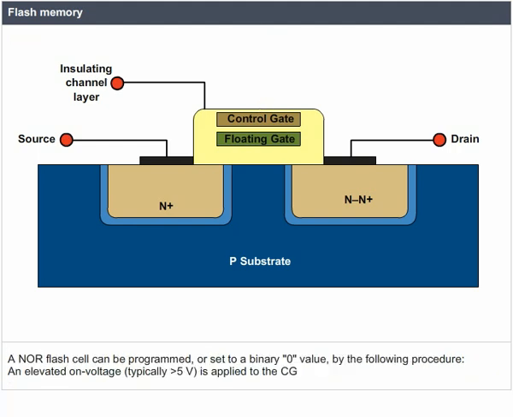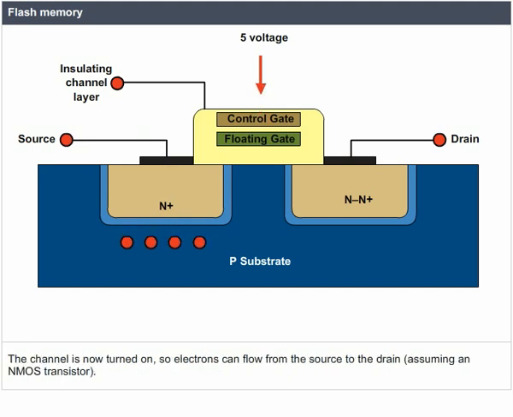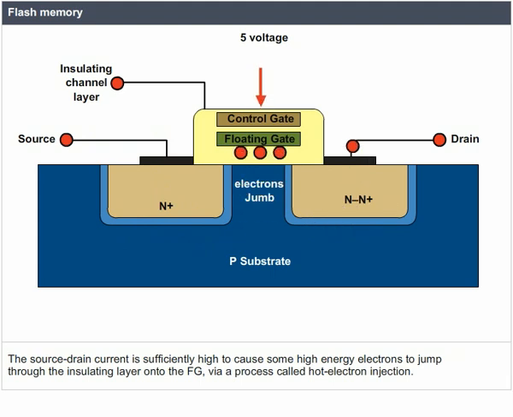A NOR flash cell can be programmed or set to a binary 0 value by the following procedure. An elevated on voltage, typically more than 5 volts, is applied to the CG. The channel is now turned on, so electrons can flow from the source to the drain, assuming an NMOS transistor. The source drain current is sufficiently high to cause some high energy electrons to jump through the insulating layer onto the FG via a process called hot electron injection.